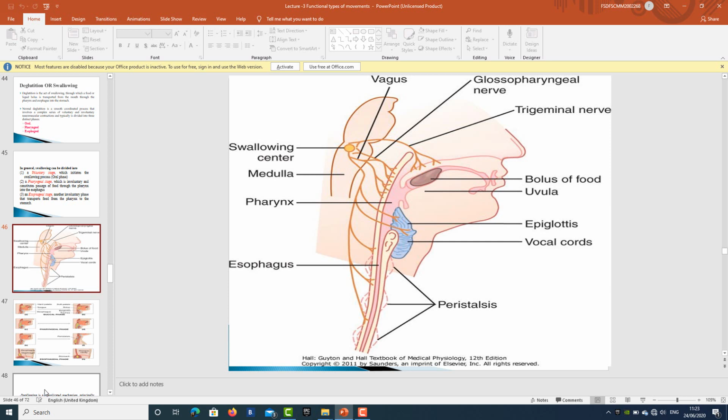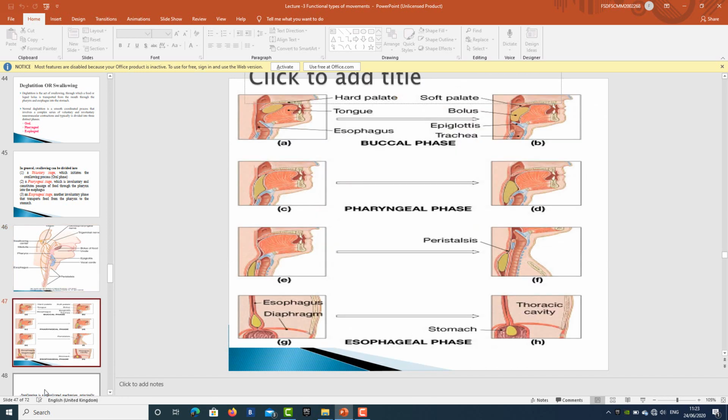And it should be from GIT. See how the bolus of food enters, how the nerve supply that is there, how the first stage, then second stage, and third stage are functioning. See, we have the oral phase or the buccal phase, the pharyngeal phase, and then we have the esophageal phase.